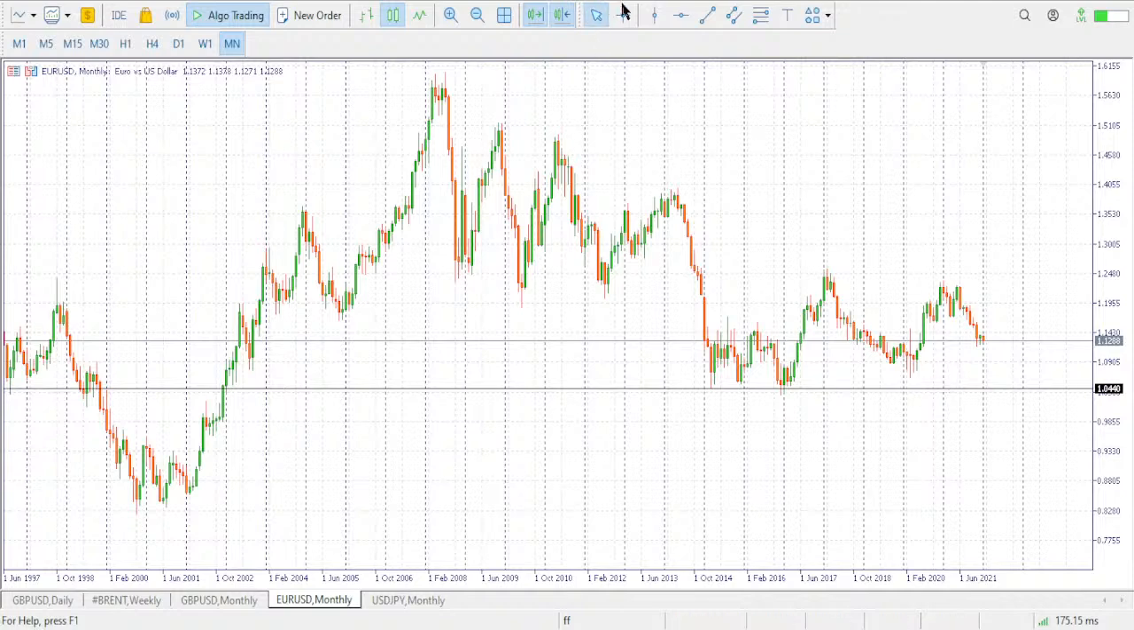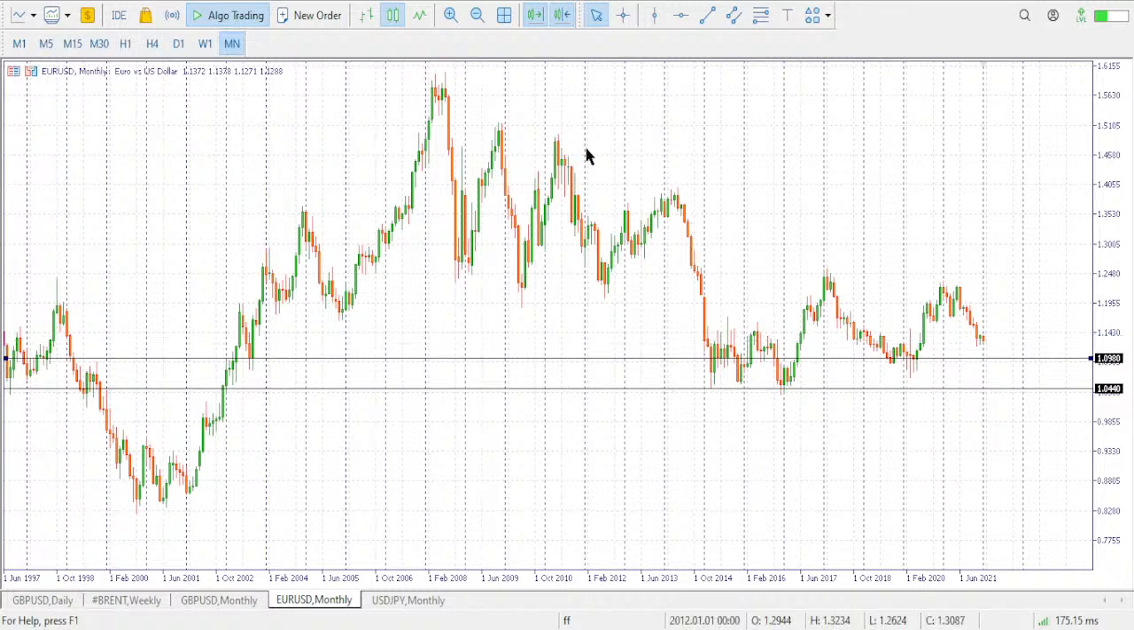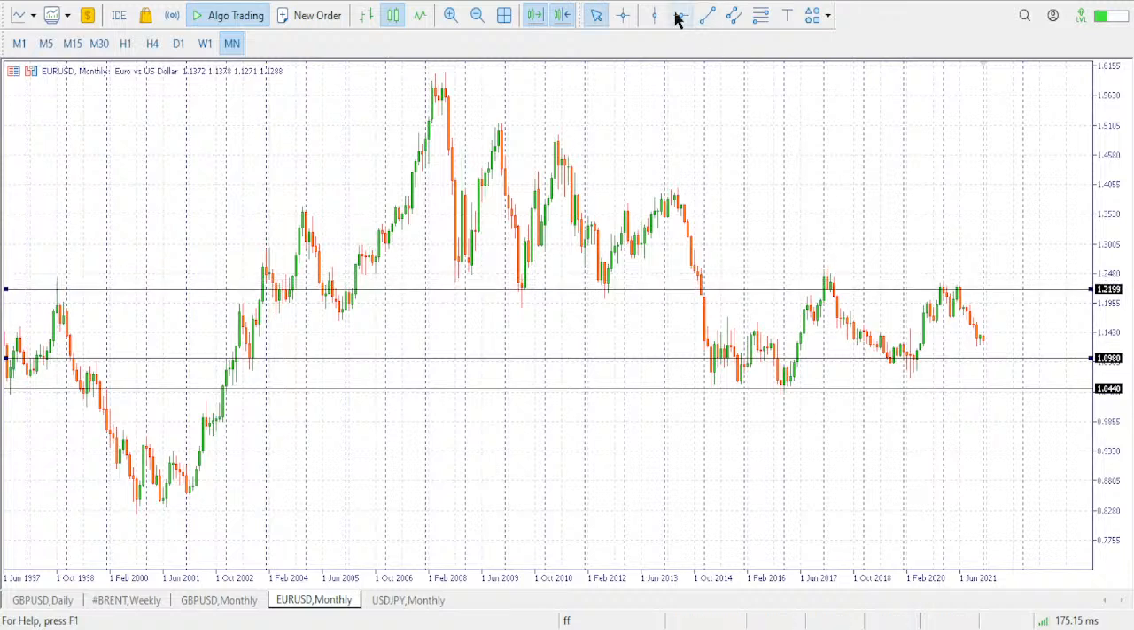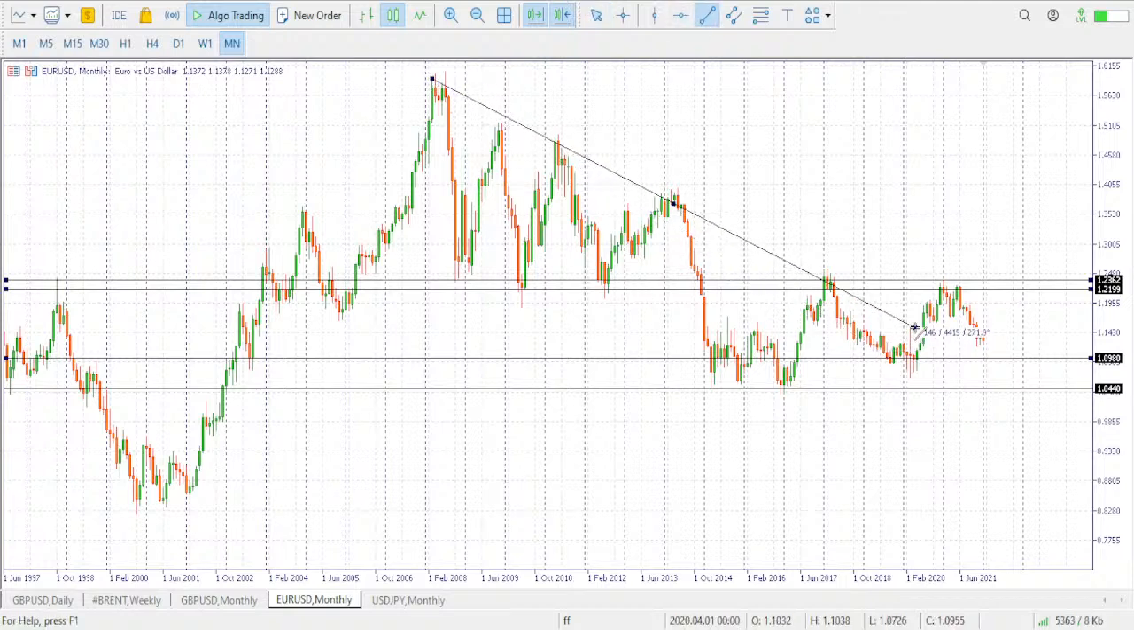We're looking at that level. We are also looking at this level here. And then we are looking at this level here. Then we are also looking at this level here.